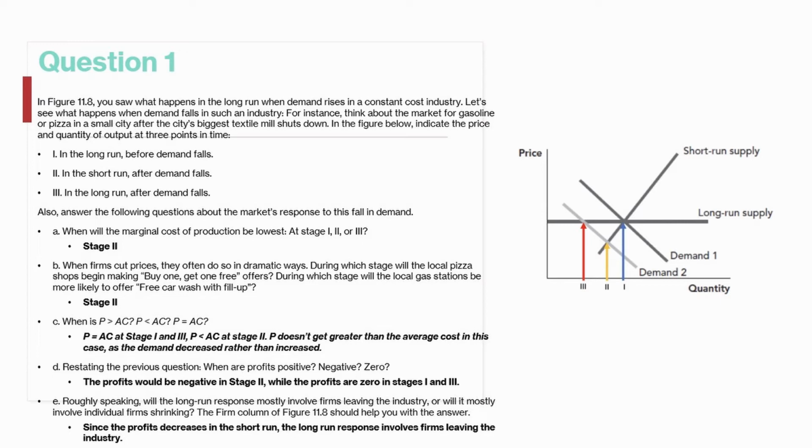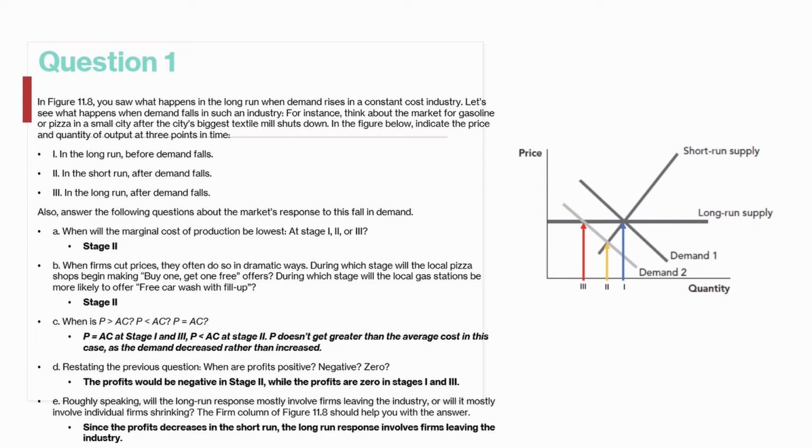Well, P is going to be equal to AC at stages 1 and 3, since they'll be making zero profit. And P would be less than AC at stage 2. P doesn't get greater than the average cost in this case, as the demand has decreased rather than increased, so our profits have actually gone down, which is what part D talks about. Restating the previous question, when are profits positive, negative, or zero?